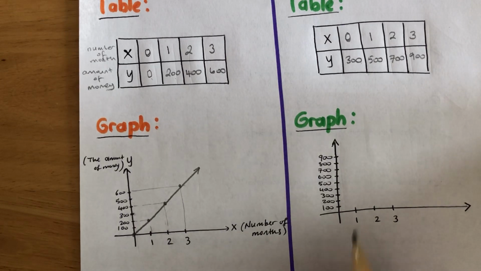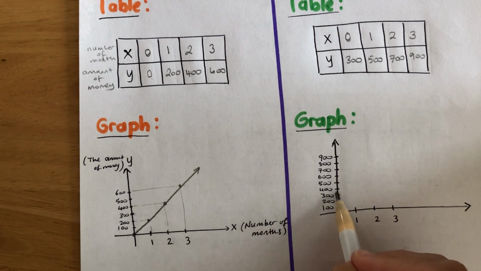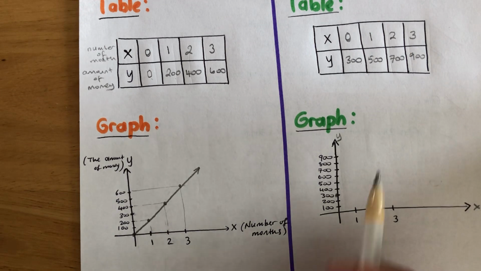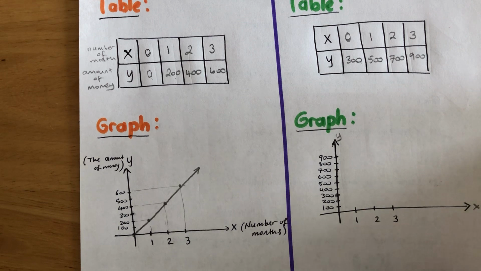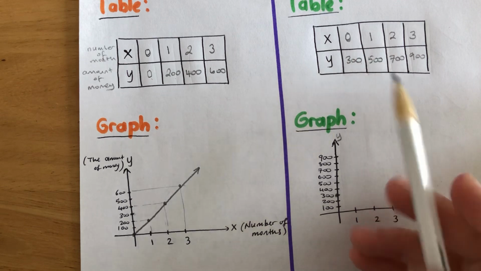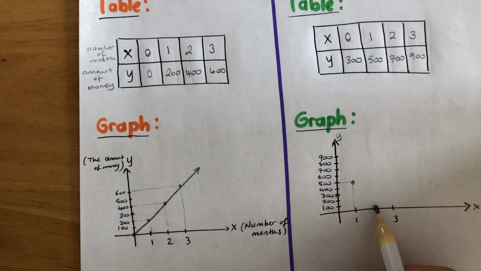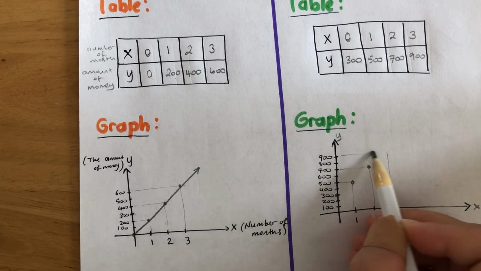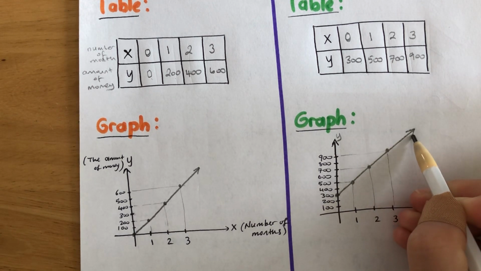And my second graph. 0, 300, which is here on the y-axis. That is the y-axis, the amount of money I have, and that is the number of months. The first point is that one. The second point, 1 and 500. Here, 500 is here. 2 and 700. 3 and 900. This is my third point. So my graph is something like that.